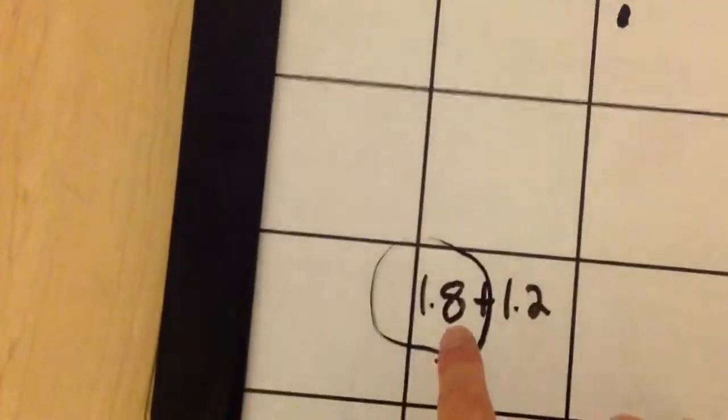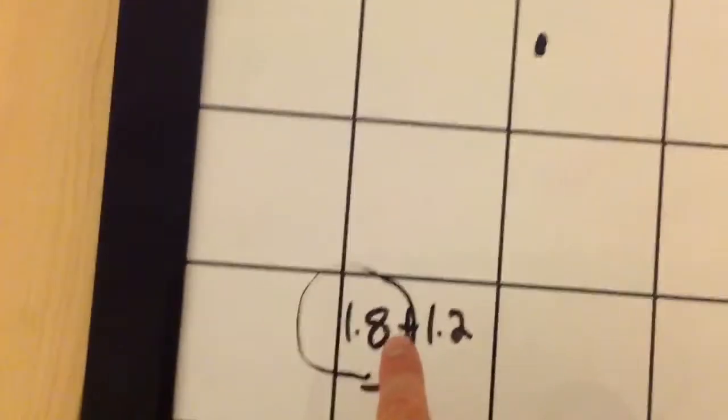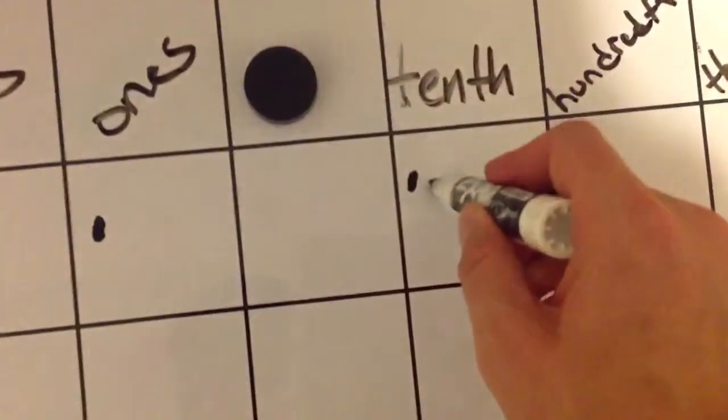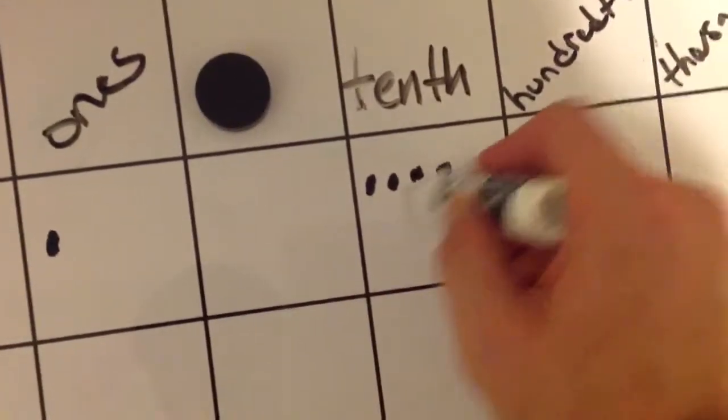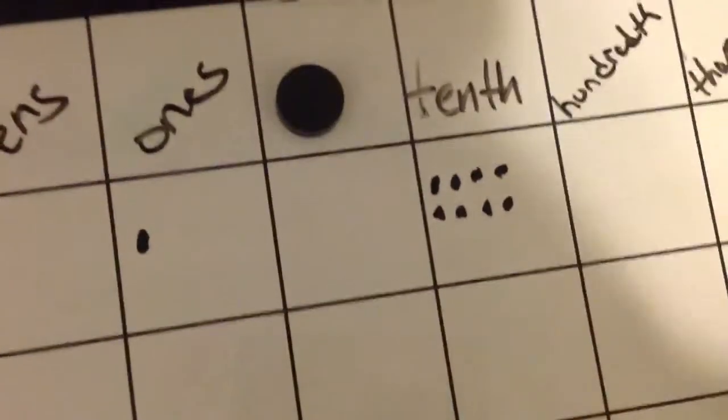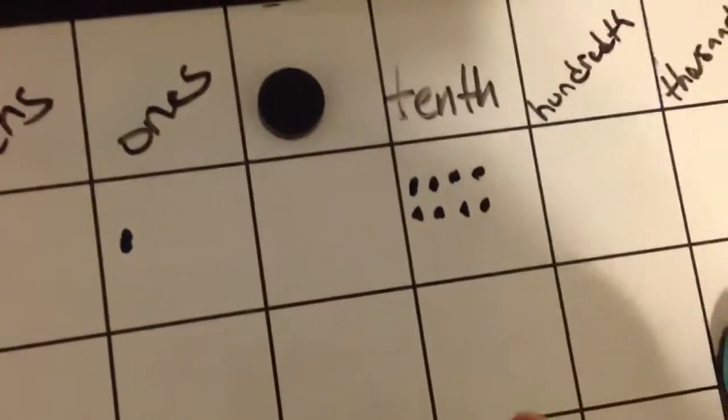And now let's look at the tenths place. How many do we have in the tenths place? We have what, class? Yes, 8. So we're going to make 8. 1, 2, 3, 4, 5, 6, 7, 8. I have what number in the tenths place? 8. So now I have 8 in the tenths place.